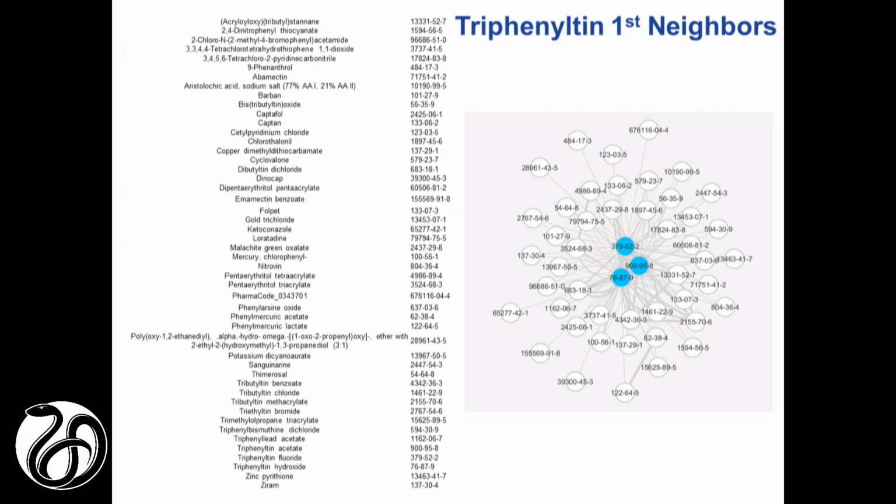We've done the same thing with triphenyltin. And as you can see here, a lot of the triphenyltin behaves very similar to tributyltin, and a number of other organometallics. So again, very consistent with what we understand about the biology of these chemicals. They're all showing similar patterns across this large swath of data.